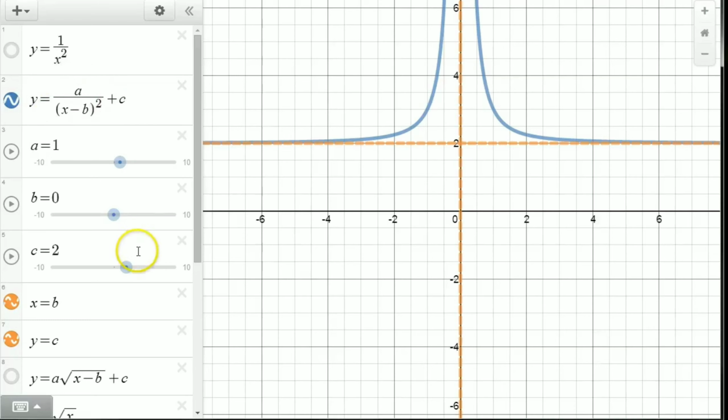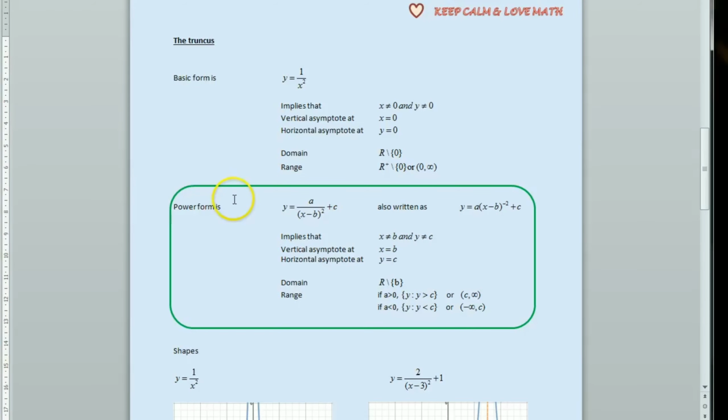to exactly 2. Returning to our power form, we have y is a over x minus b all squared plus c. Remembering this implies that x can't equal b because we'd have b minus b, which is 0, and a over 0 is undefined, and y will never equal c because this will never equal 0, so y can never equal exactly c. Our vertical asymptote is at x equals b, our horizontal asymptote at y equals c.